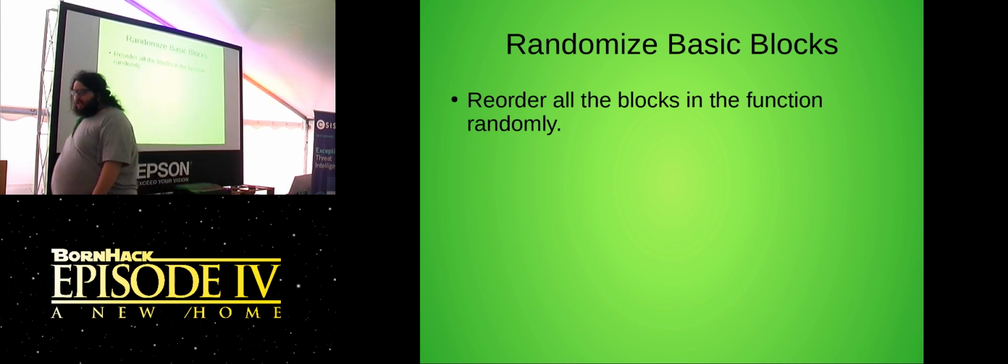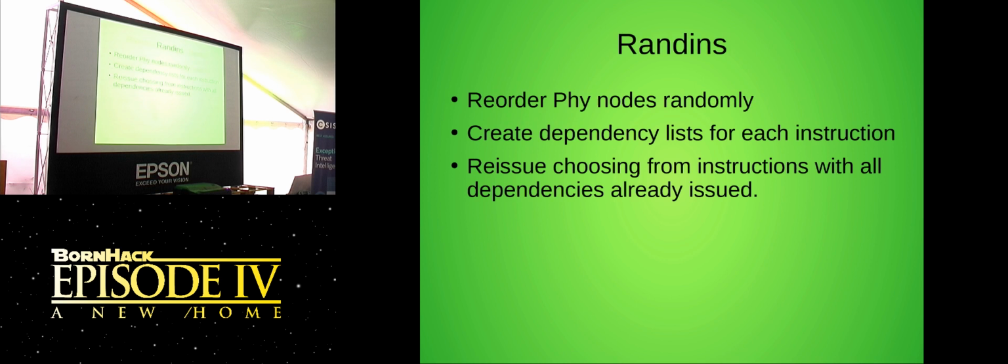Okay, let's talk about the next one, and that is randomized instruction orders. So this is probably the hardest transformation of all the ones I had to implement. Basically, I used something similar to Tomasulo's algorithm in hardware in order to decide in which order I was going to issue the instructions.